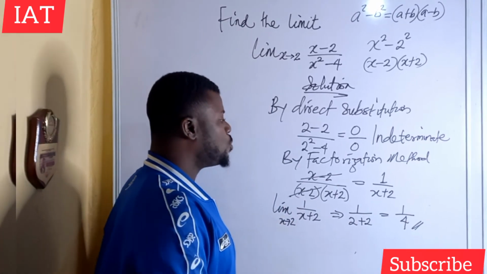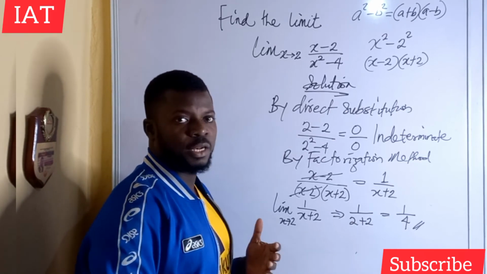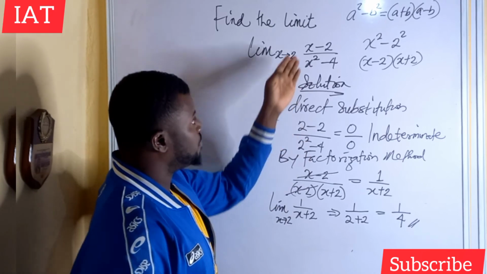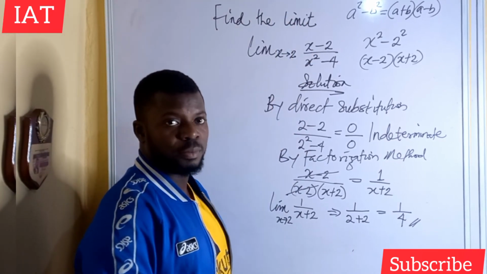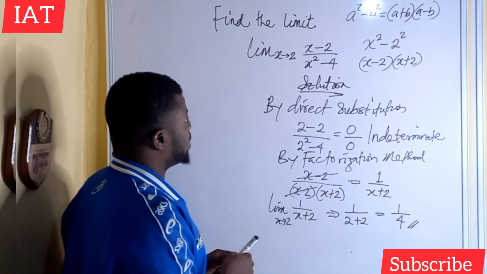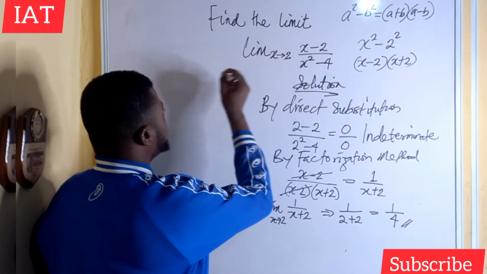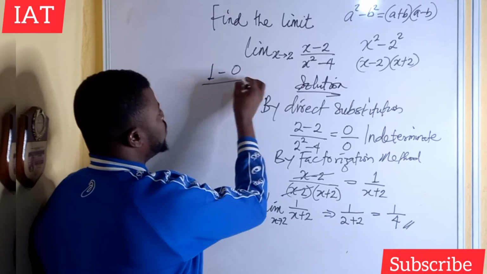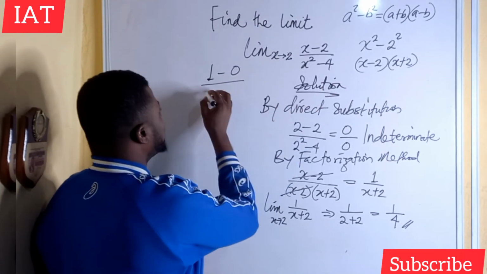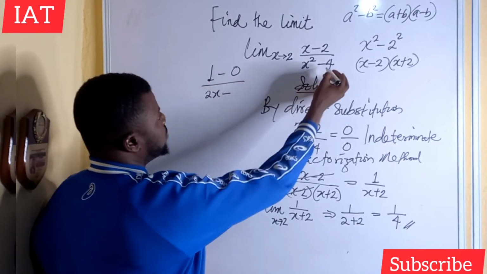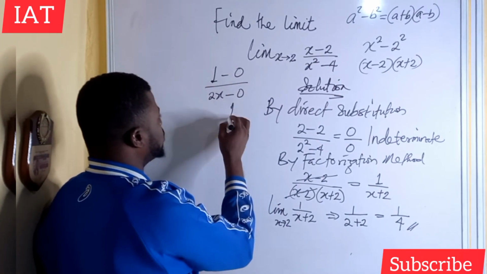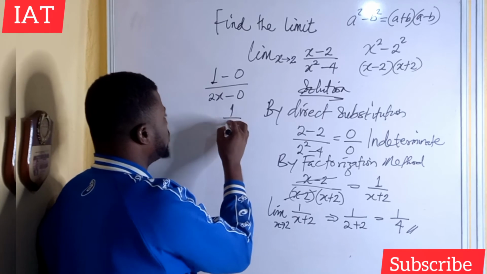You can also go by the method called L'Hopital's rule of differentiation. The method of L'Hopital's rule is just for you to differentiate both the numerator and the denominator. And let's do it quickly. The differentiation of x is 1, minus differentiation of 2 is 0, over differentiation of x squared is 2x, minus differentiation of 4 is 0. So we're having 1 minus 0 is 1, 2x minus 0 is 2x.